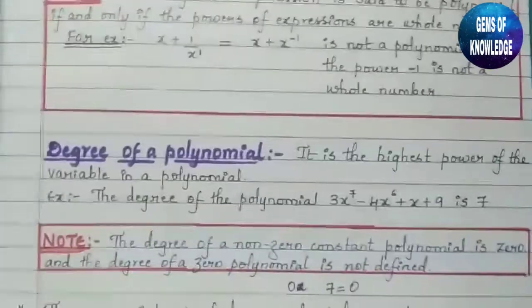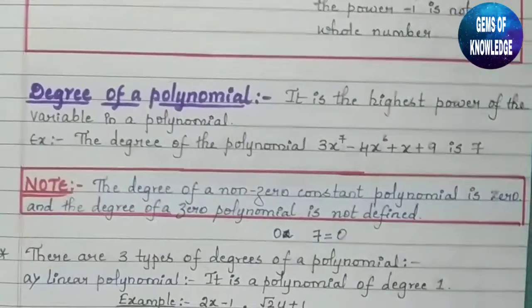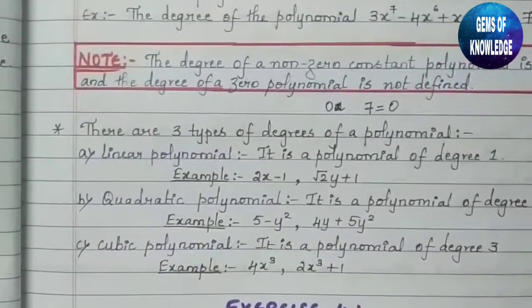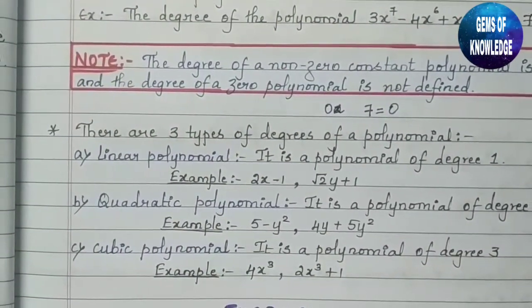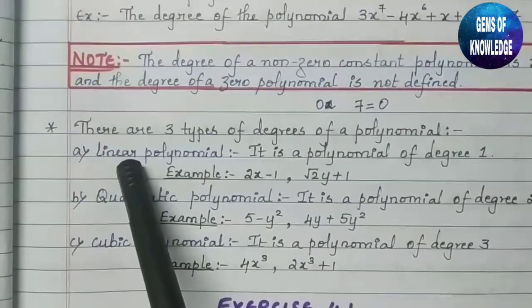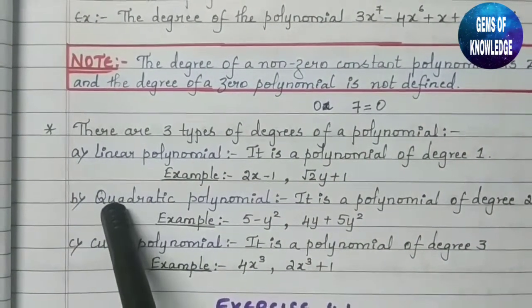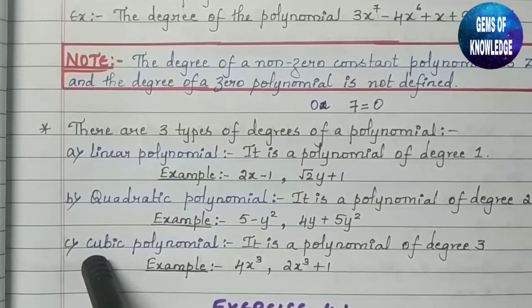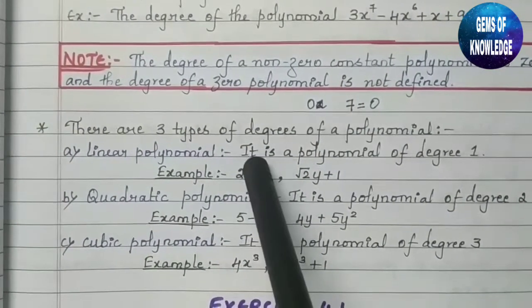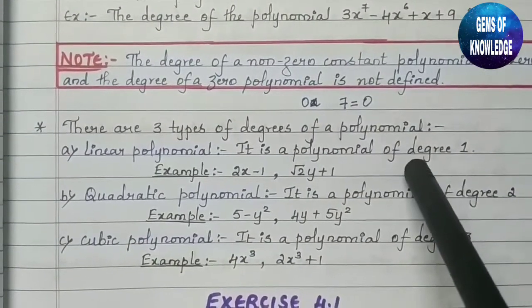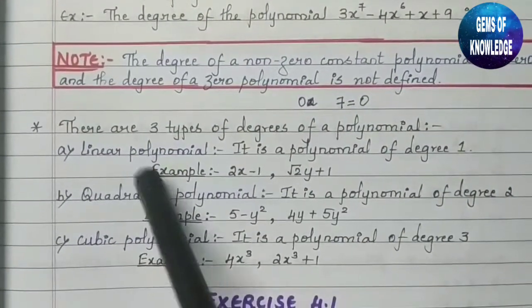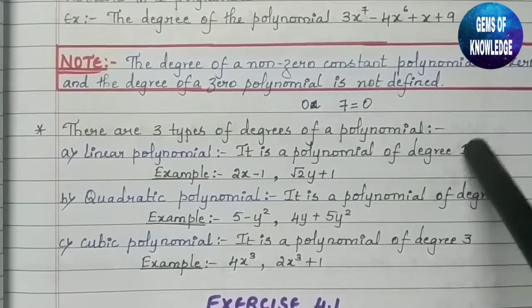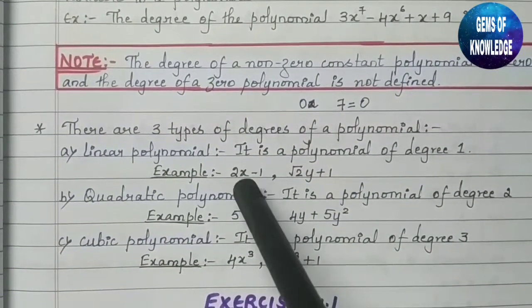Okay. Next, there are 3 types of polynomials based on degree. The first one is linear polynomial, the second one is quadratic polynomial, and the third one is cubic polynomial. A linear polynomial is a polynomial of degree 1, so the polynomial which has only 1 as its degree is called a linear polynomial.